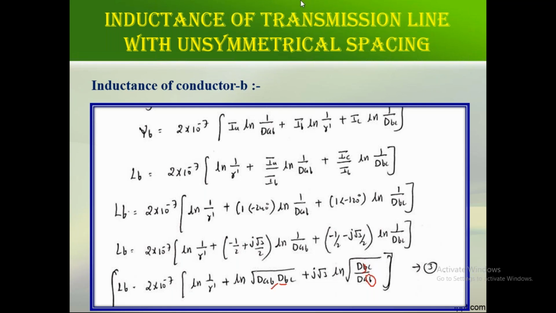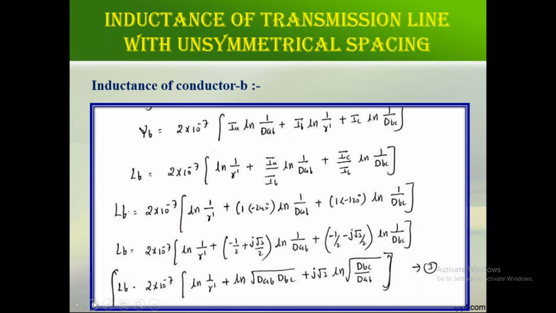At the same time, for inductance C, how can we write it? LC is equal to 2 into 10 power minus 7 into ln 1 by r dash plus ln DAC into DBC, plus j root 3 ln square root of DAC divided by DBC. So this is the equation we obtained for LC.